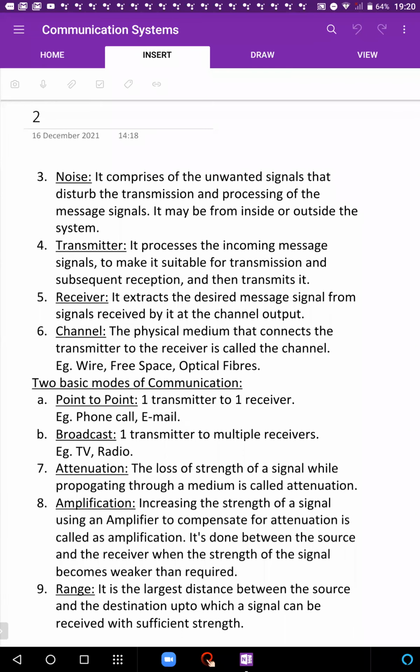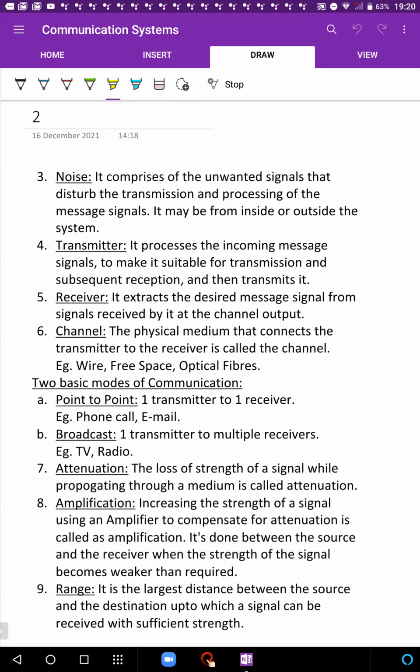The next thing is noise. So noise comprises unwanted signals that disturb transmission and the processing of message signals. Okay, so it may be from outside or inside the system. So you guys understand noise. Okay, both at the transmission, and then as the signal is traveling through the air, and then maybe even at the receiver's end, you always end up picking up certain things. Maybe there's some loose circuit, maybe there's some interference. Okay, so noise is inevitable. You could minimize it, but it's almost impossible to completely eliminate it.